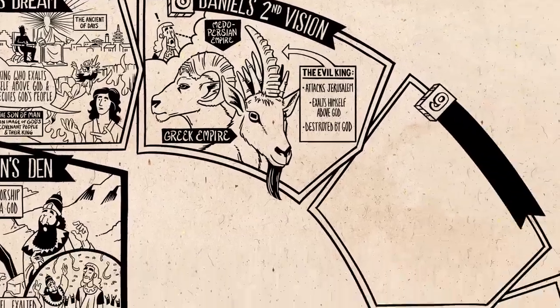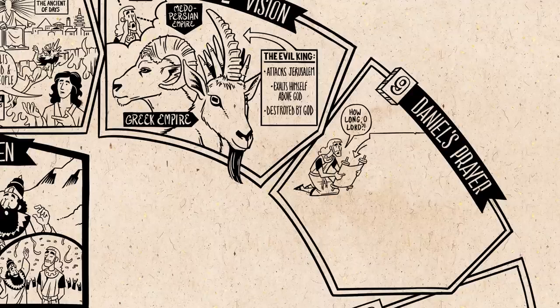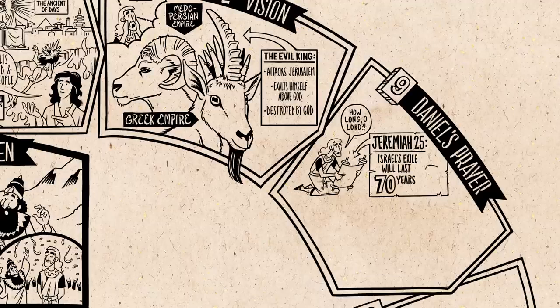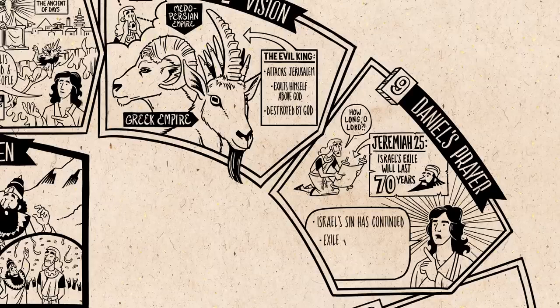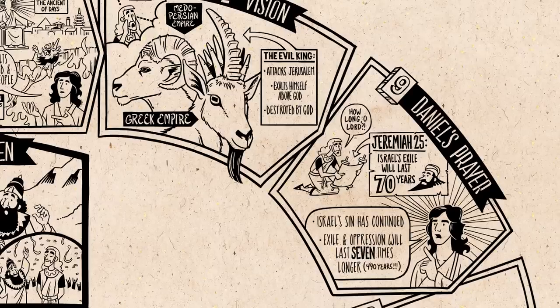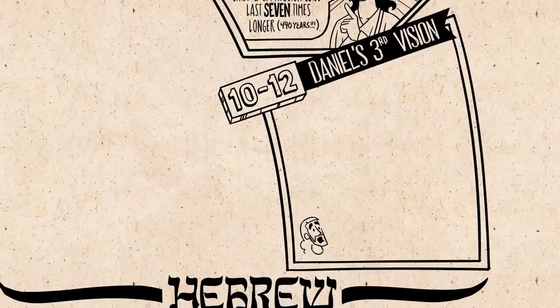Now, by chapter 9, Daniel is very puzzled, especially as to when all of this is going to take place. And so he consults the scroll of the prophet Jeremiah, where God said that Israel's exile would only last 70 years. So for Daniel, the 70 years is almost up. And so he asks God to fulfill his promise soon. But an angel comes and informs him that Israel's sin and rebellion has continued. And so their time of exile and oppression will continue on 7 times longer than Jeremiah envisioned. Daniel is deeply disturbed by this, and he has one final vision.